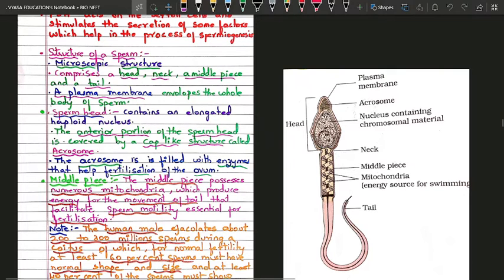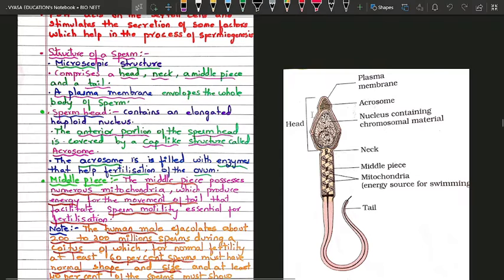The acrosome is filled with enzymes. It helps in the fertilization of the ovum. The head itself, the acrosome, pierces the zona pellucida. Okay, the acrosome, finished.